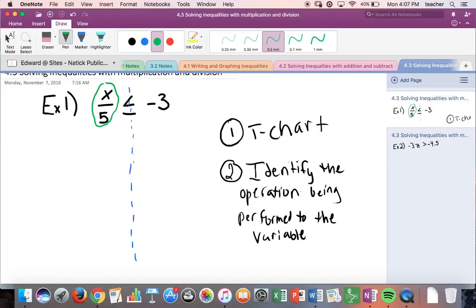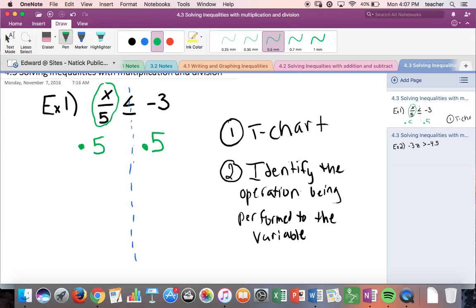And then we have to ask ourselves, okay, to solve this inequality, that means we need to perform the opposite operation. The opposite operation of division is multiplication. And whatever we do on the left side, we need to do on the right side. So we're going to multiply both sides by 5, pretty much the denominator of this fraction.